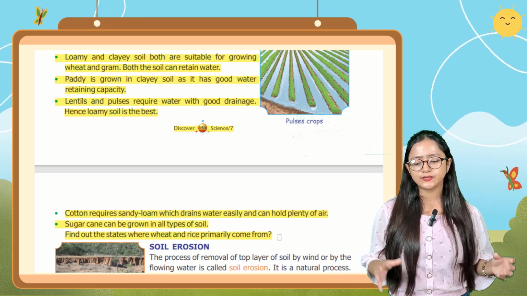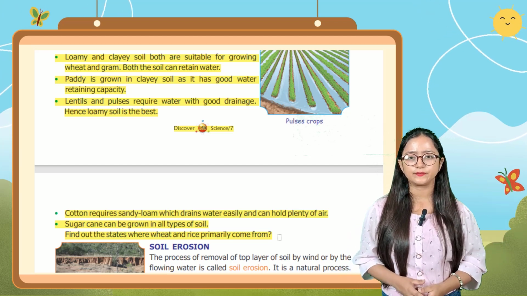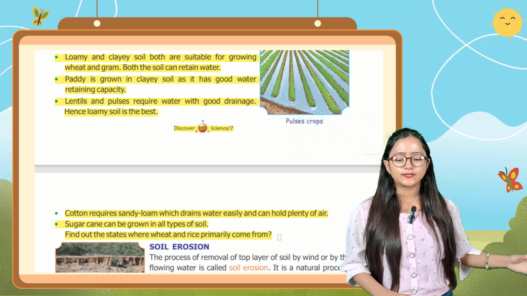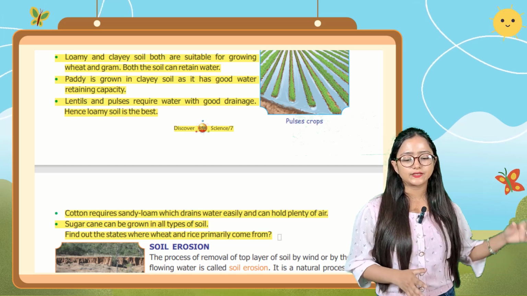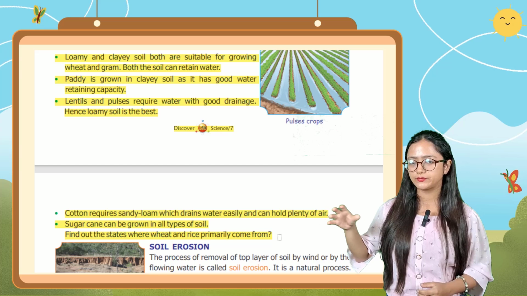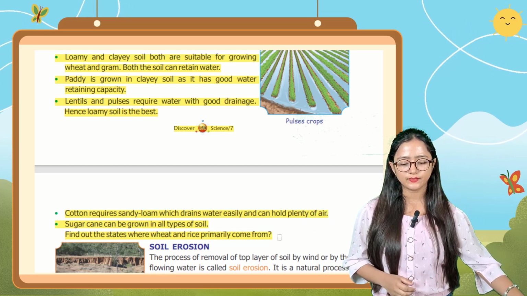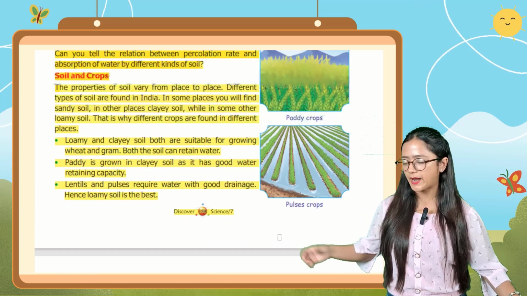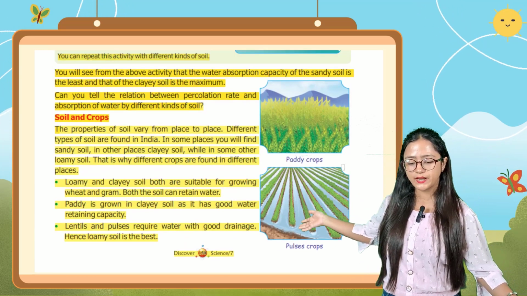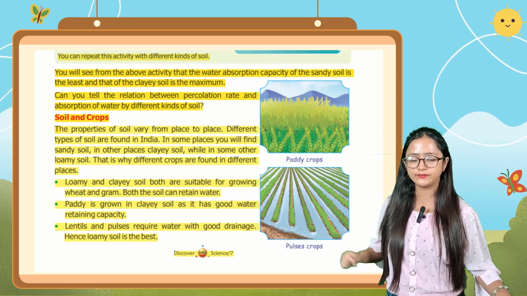Find out the states where wheat and rice primarily come from. Okay, so this question you have to answer by your own. Here you can see the paddy crops given in this picture and also the pulses crop which is grown in that loamy soil.